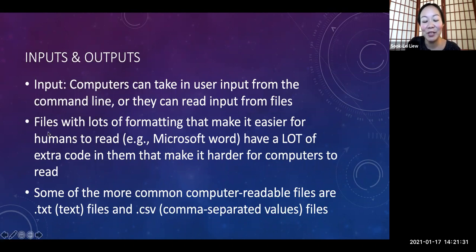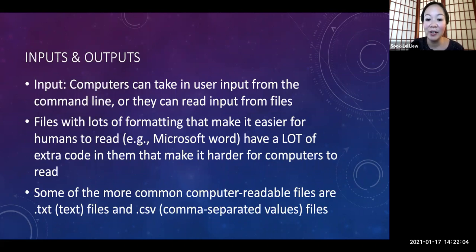However, as with GUIs and command line, different file types have different amounts of formatting that make it easier for humans to read. So in Microsoft Word, for instance, you can do spaces, tabs, line breaks, bold, underline, and insert pictures, etc. And in order for those files to be human readable and so easy for us to look at, they have a ton of extra code embedded in them that makes it a lot harder and more complicated for computers to read.